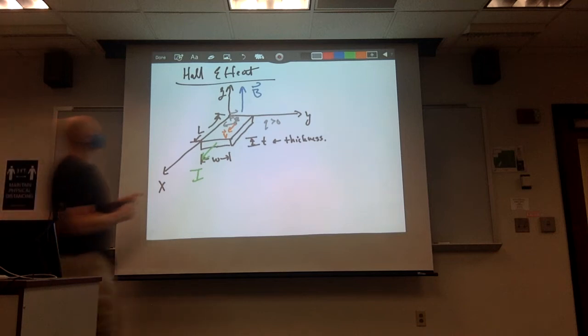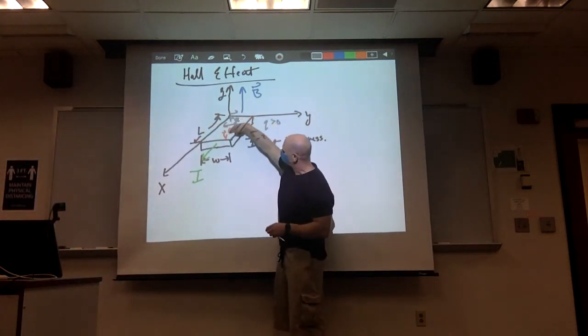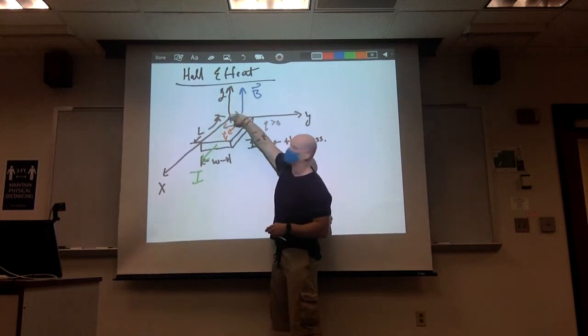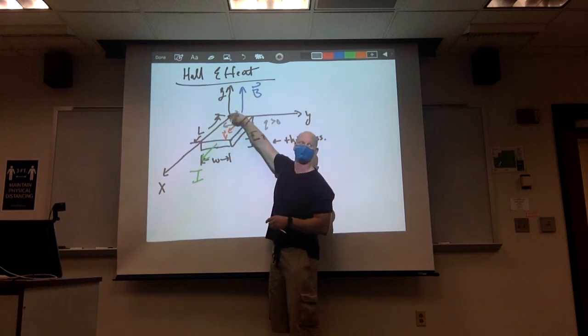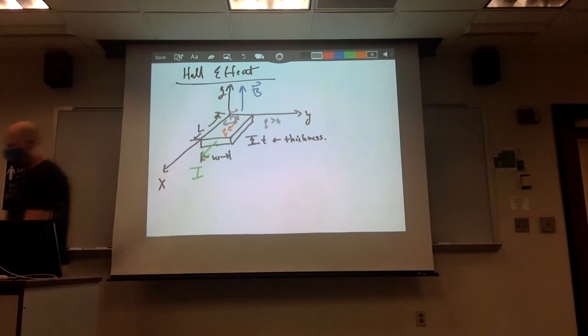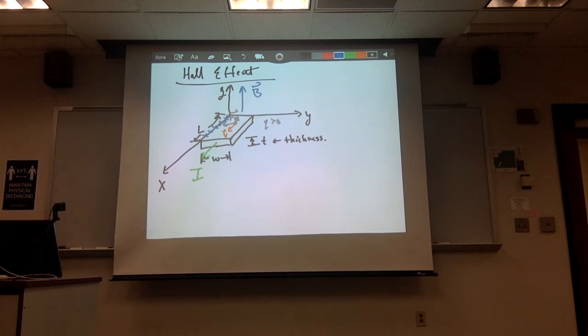So what's going to happen then? As this guy is moving in this direction, it's going to feel a force, which means all of these guys are going to curve, and they're going to start building up on this wall here, which is at the Y equals 0 location. Right? So they're going to start building up a whole bunch of positive charges along this wall.